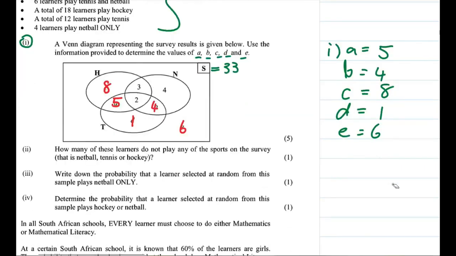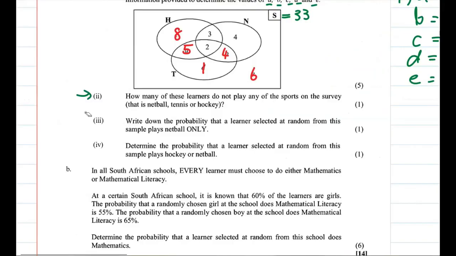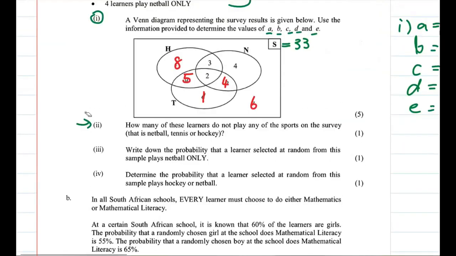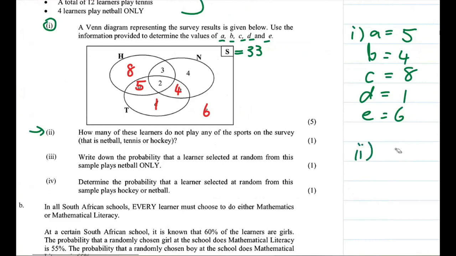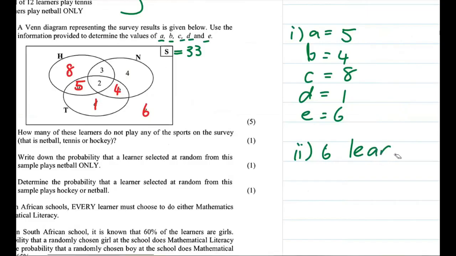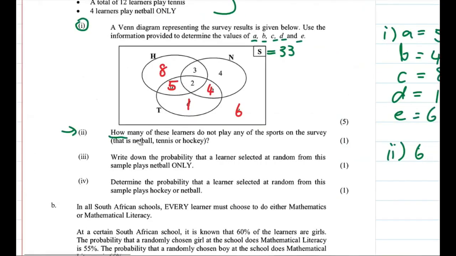Brilliant. Cool. Now they ask me at the first one, how many of these learners do not play any of the sports on the survey? That is netball, tennis, or hockey. We just figured that out. 6 out of 33. So that's 6 learners. They don't ask for the probability, so don't put down 6 over 33, because that's the probability. They just want to know how many. Is that okay?